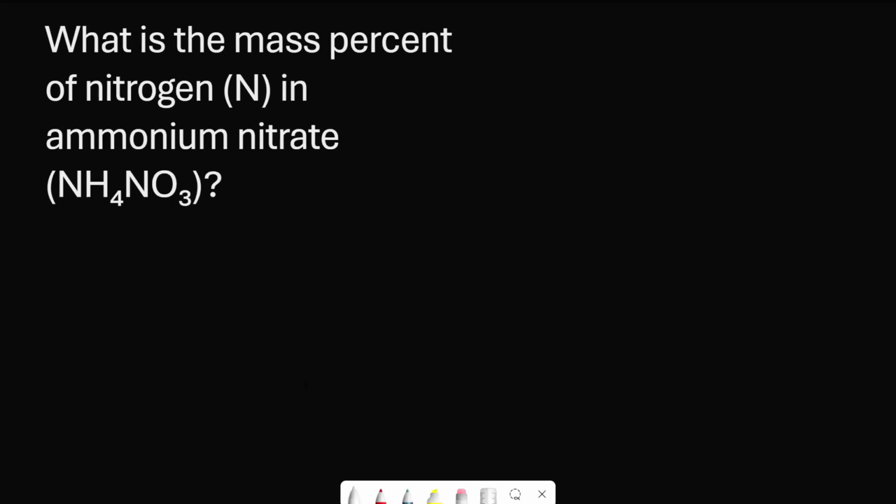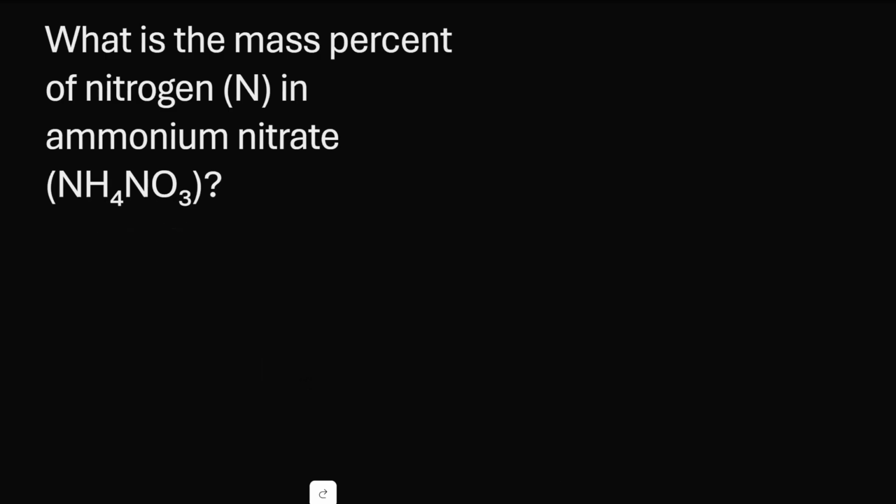What is the mass percent of nitrogen in ammonium nitrate? So now the difficulty has gone up specifically because the compound that we're looking at includes nitrogen in two different places. One is going to be in the ammonium, and the other one is going to be in the nitrate. So we have to take into account the fact that there are two nitrogen atoms within this larger compound. And so where do we start?